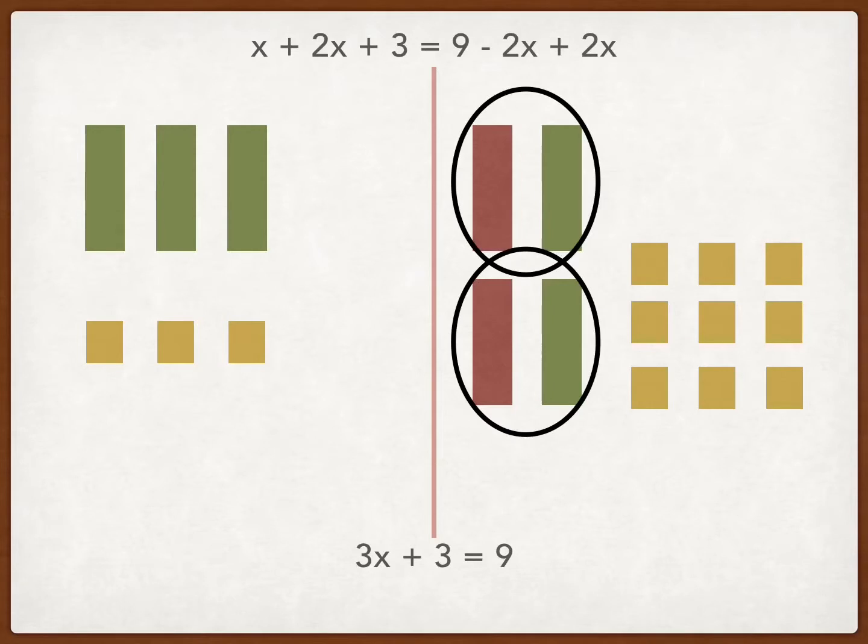So now that we have distributed and we have our variables and constants on both sides of our equation, we want to move our variables to one side of our equation and our constants to the other. What we're going to do first is take our negative 2x and move it to the other side. And how we get rid of negative 2x is we add 2x to it, and so now we have 0 pairs on one side, and now we have 2 positive x's on the other, and so now it is simplified into 3x plus 3 equals 9, because there's no x's on the right side anymore.